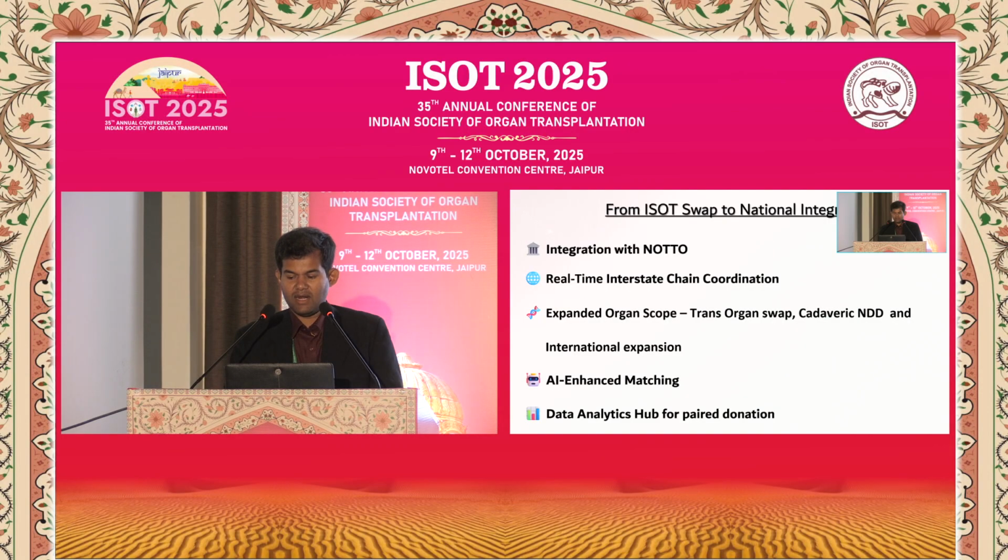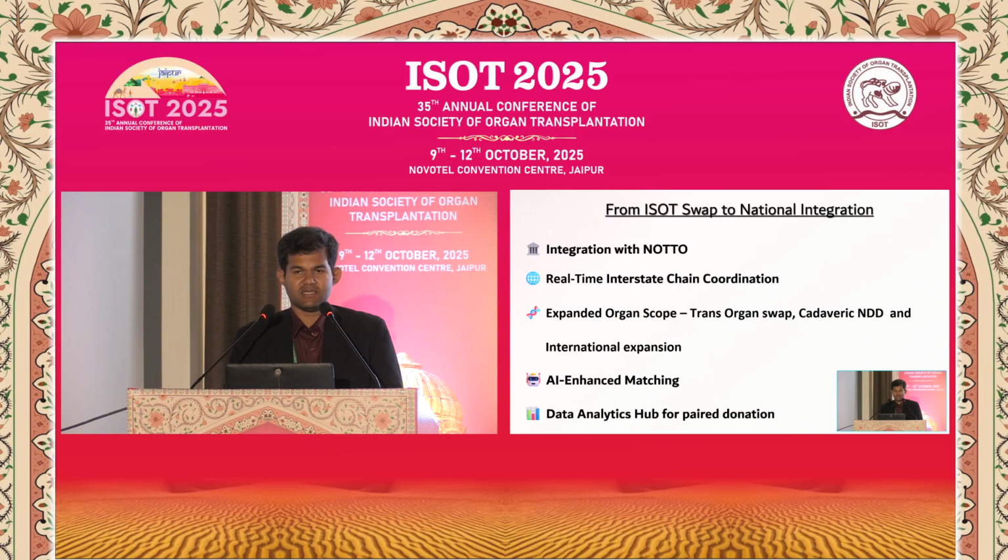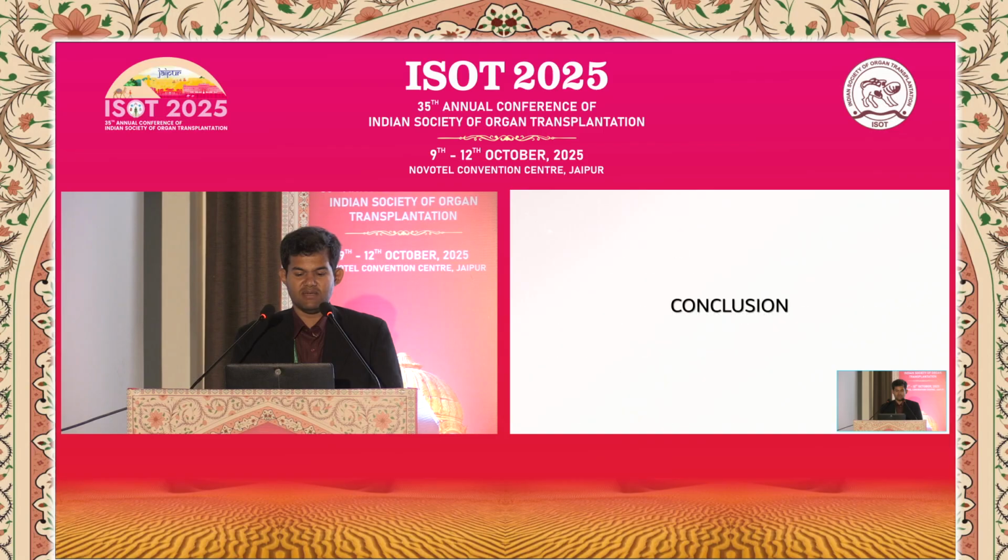The platform can also expand its scope to trans-organ exchanges, namely liver and kidney exchanges, and cadaveric non-directed donors, making inter-organ swap feasible with a unified registry, with a potential future for international expansion. On the innovative front, AI-based modules are also being planned to predict epitope compatibility, estimate epitope load, and identify safer low-risk matches for highly sensitized recipients. The system can evolve into a national data analytic hub for swap transplants, offering both real-time insights and retrospective analysis, not only to monitor outcomes but to make evidence-based policy decisions.